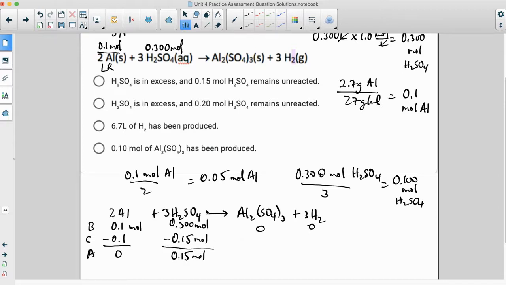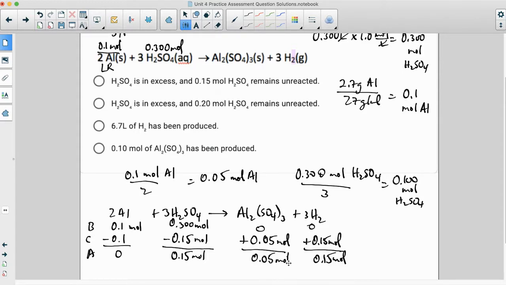Here, my coefficient is 2 to 1. So for the aluminum sulfate, I would take a half of this, so that would be plus 0.05 moles. Here, the coefficient is the same as the H2SO4, so whatever this changes, that's the same change, except it's positive. So there we go. We've got our BCA table.